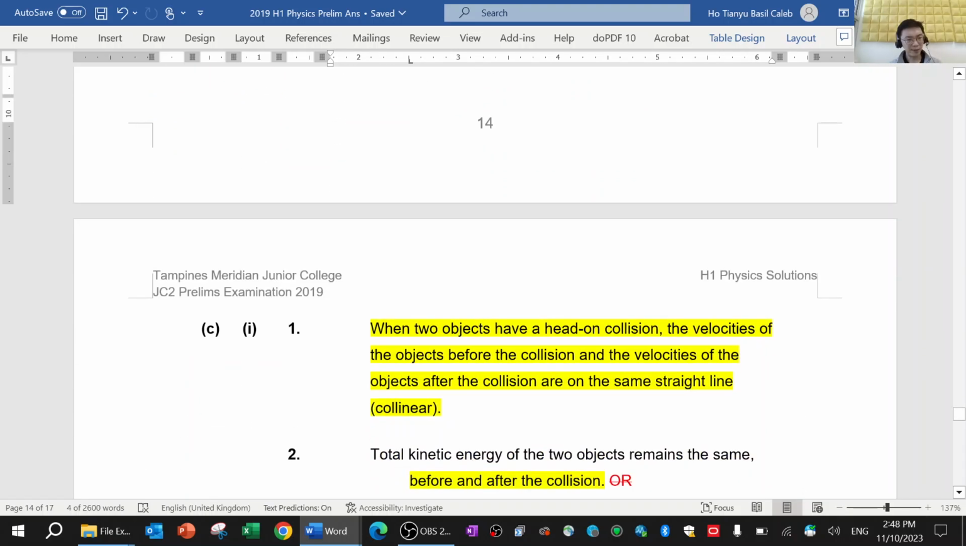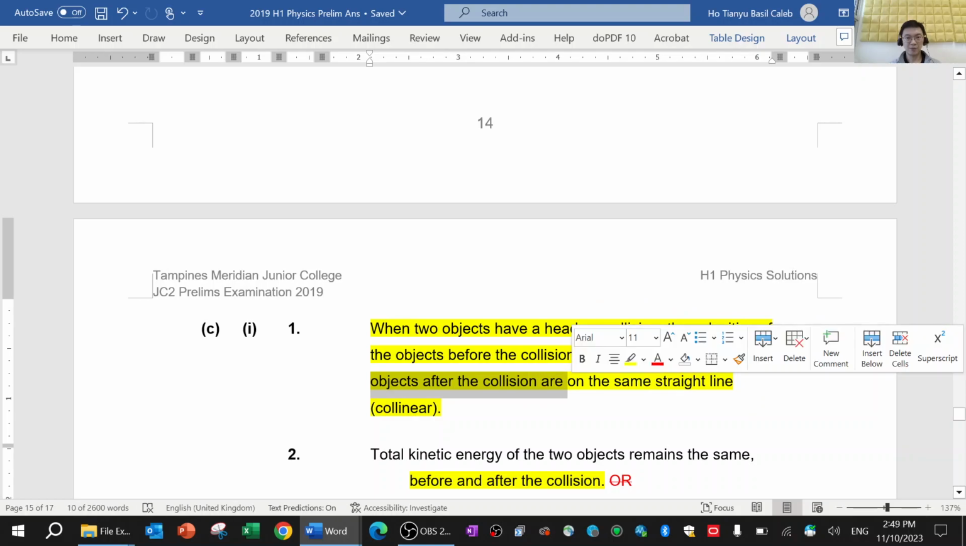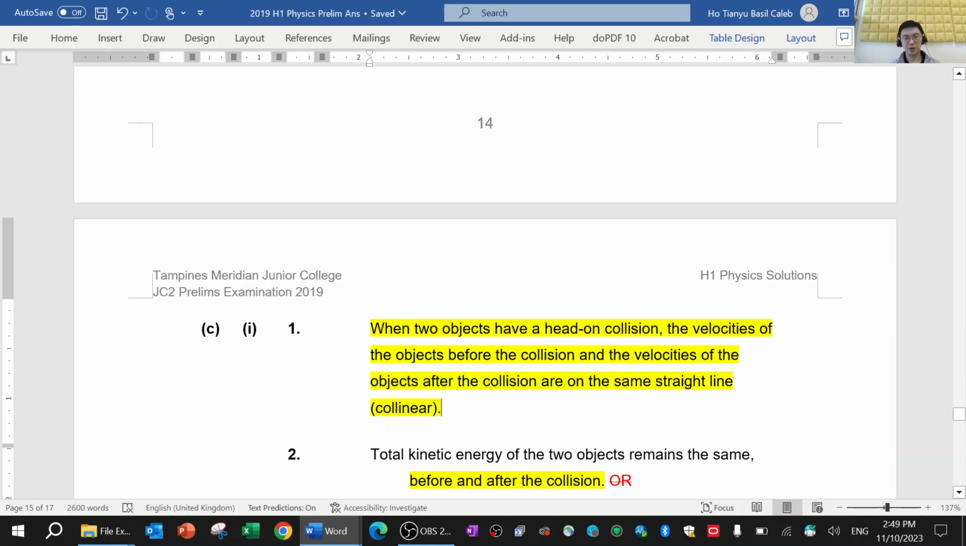Part C, what is meant by head-on collision? This is the one where I think the solution from TMJC was quite brief. I think this is a much better answer. I highlighted in yellow, right? So when two objects have a head-on collision, right? This is like the preamble of how you scope the question, because maybe they have 3 objects doing head-on collision, very difficult to explain. So you just use 2, right? The velocities of the objects before the collision and the velocity of the object after the collision must be on the same straight line, right?